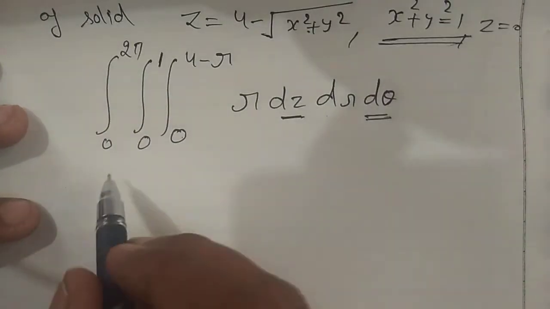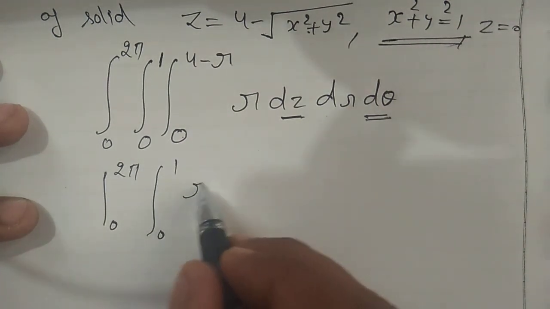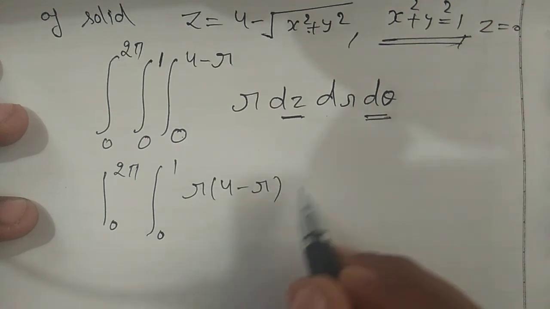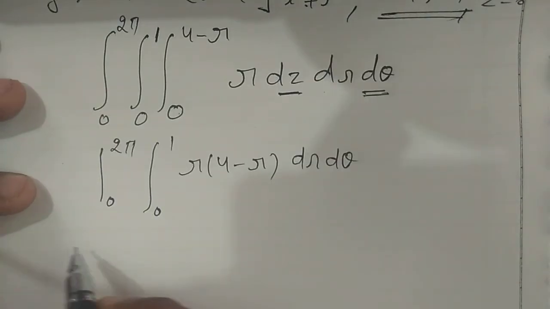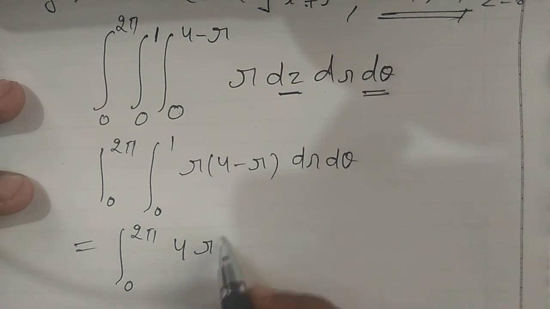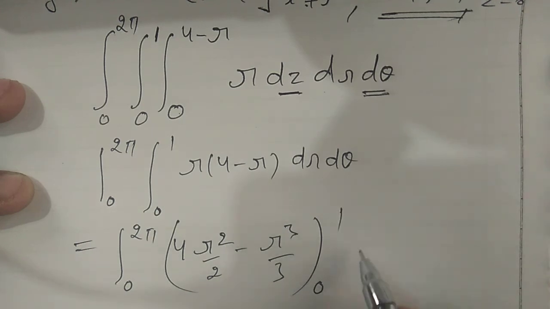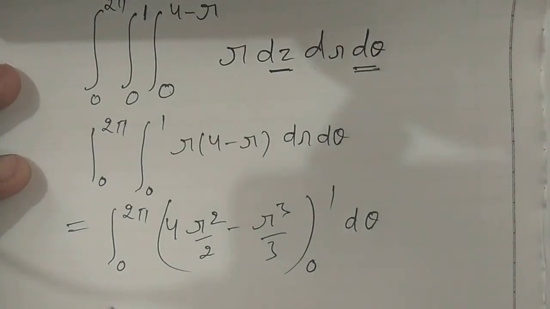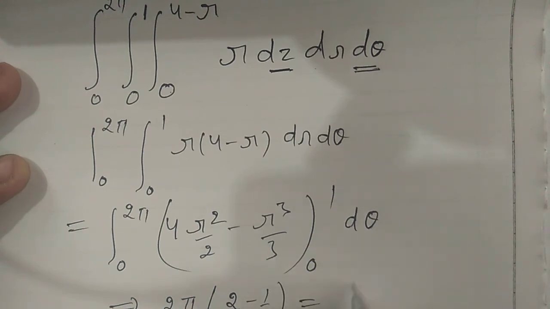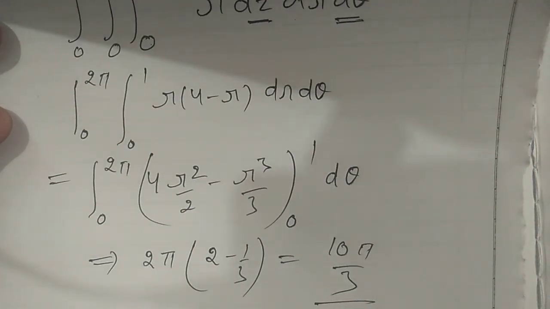Now if we integrate, we get integral 0 to 2 pi, integral 0 to 1, r into (4 minus r square) dr d theta. So 0 to 2 pi, 4 r square by 2 minus r power 4 by 4, limits 0 to 1, d theta. If you simplify, we get 2 pi into (1 minus 1 by 4)... so the answer is 7 pi by 2.